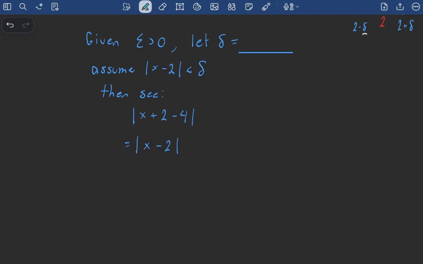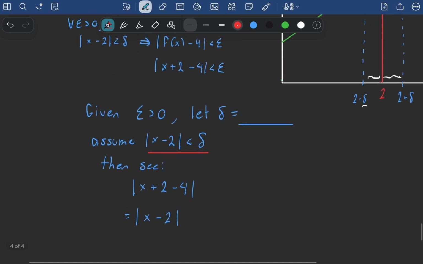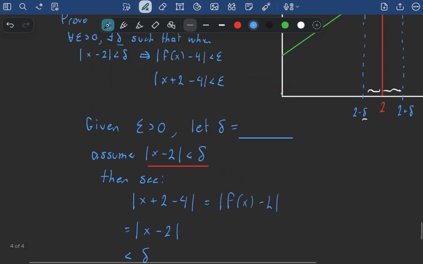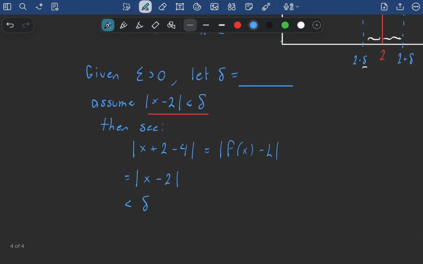Oh, but would you look at that? In our assumptions, we have assumed that the absolute value of x minus 2 was less than delta. And what we see here is that the absolute value of f of x minus 4, which is x plus 2 minus 4, is equal to that. We know for a fact that that is less than delta. And this is equal to the absolute value of f of x minus L. And our goal was to prove that the absolute value of f of x minus L was less than epsilon. So there you can pick whatever you want for what your delta is.